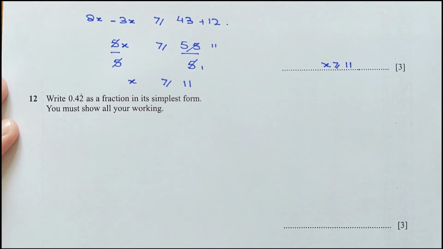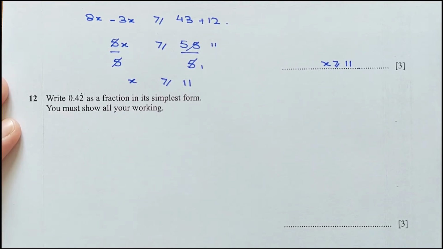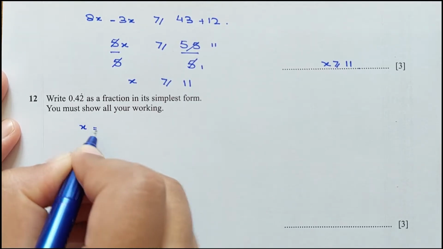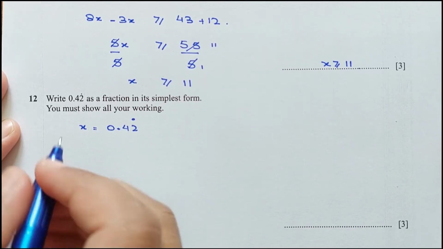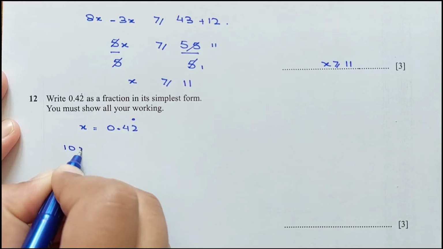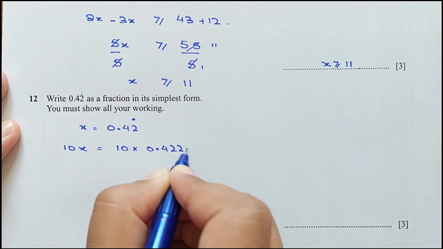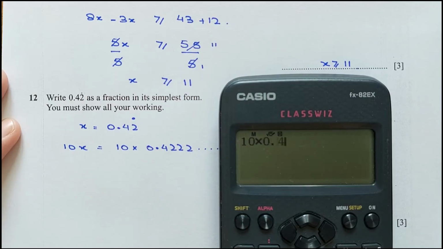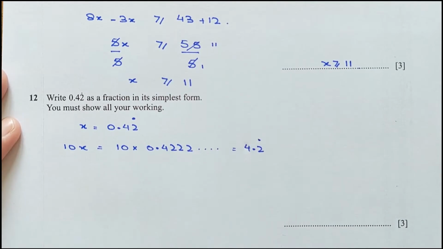Question number 12, write 0.42 recurring as a fraction in its simplest form. You must show all your working, right? So in this type of question, first we have to consider x. Let x be 0.42 recurring, right? And we are multiplying by 10 on both sides. 10x is going to be 10 times 0.4222 and so on, right? So 2 is repeating. So 10 times 0.422222, this is 4.222. This is going to be 4.2 recurring, right?